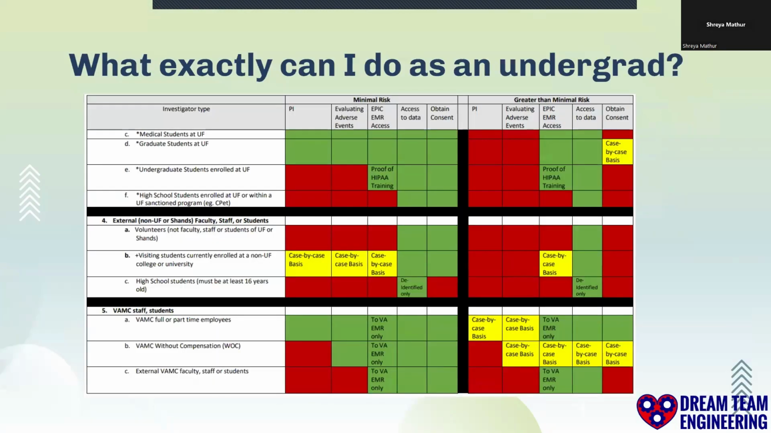So what exactly can you do as an undergrad in terms of IRB studies? This graph is really nice because it shows you exactly what you can do. You can access EMR, electronic medical records, access data, and obtain consent, but obviously you can't be the PI. Medical students, for example, could be the PI. It also depends on the risk. If it's minimal risk, then a medical student could be the PI, which we do a lot because we collaborate with a lot of medical students. But if it's greater than minimal risk, then they can't.